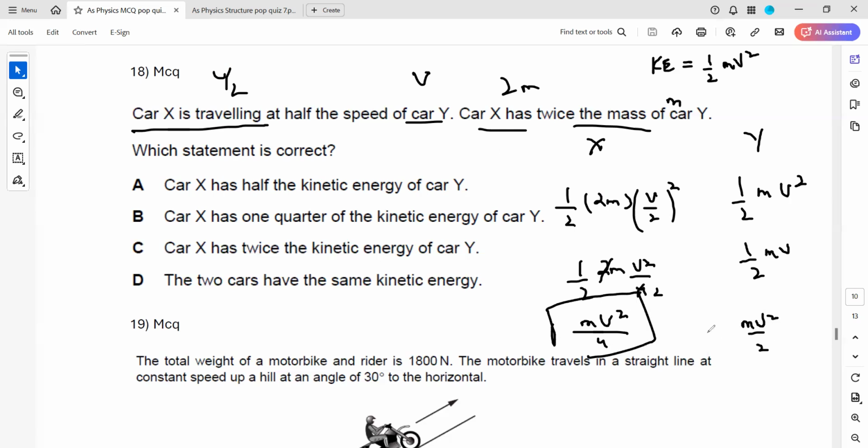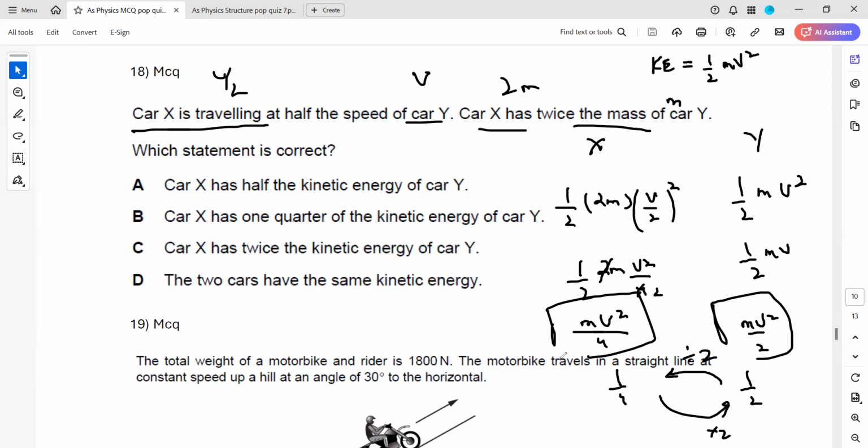What is the ratio between these two, or how are they related to each other? This is mv square by 4 and this is mv square by 2. I mean, this is 1 by 4 and this is 1 by 2. If 1 by 2 is divided by 2, I will get this. If 1 by 4 is multiplied by 2, I will get this.